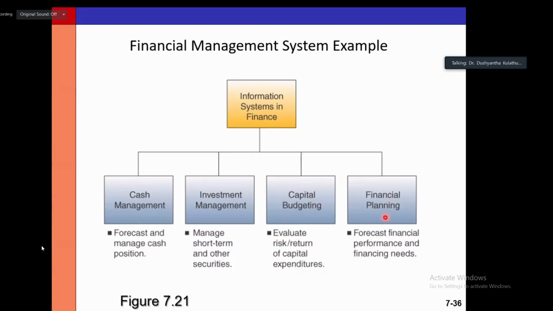Then financial planning: forecasting financial performance and financial needs. Future performance of the organization can be forecasted, and also the future financial needs can be forecasted with the help of financial management systems. Those are the areas which are supported by the financial management systems. And if you have any question, I can clarify.